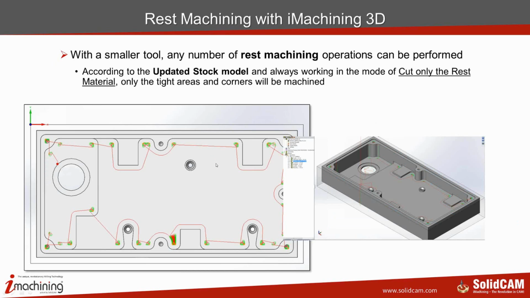And after you do the roughing and rest roughing with one tool, you can also do the rest machining with iMachining 3D with a smaller tool. As you see here in this example, all these regions that were not done in the first roughing and rest roughing operation, you could define an additional iMachining 3D operation with a smaller tool, and iMachining 3D automatically starts from the updated stock that resulted from the previous operation and does only those regions that we see here.